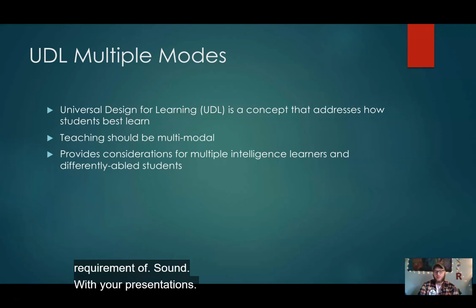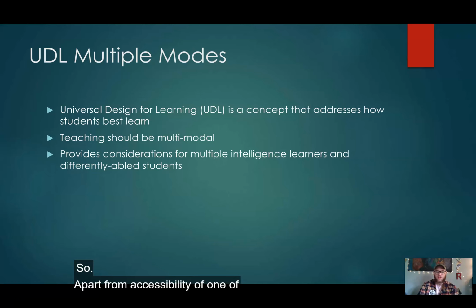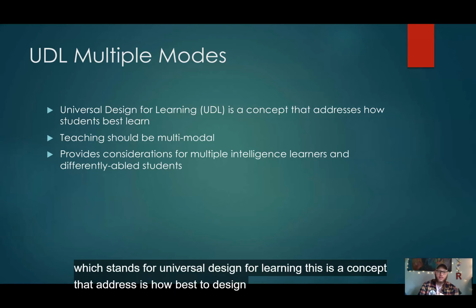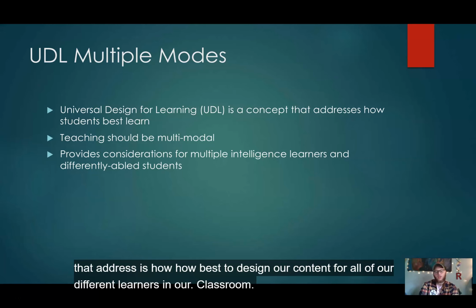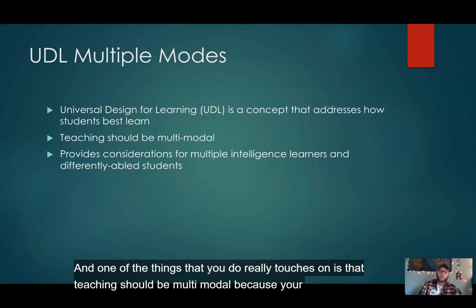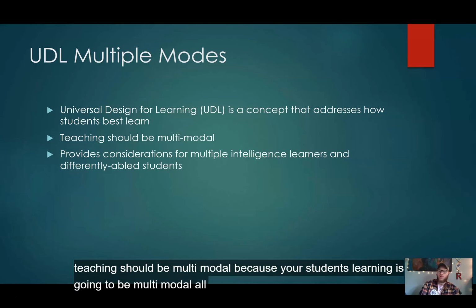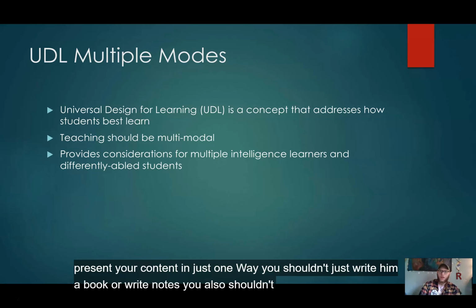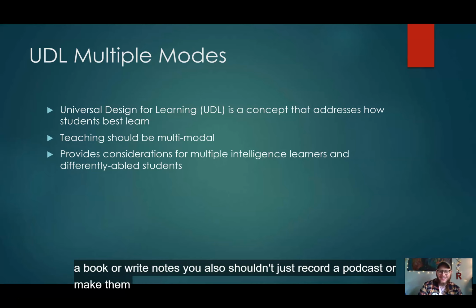So apart from accessibility, one of the things to consider is UDL, which stands for Universal Design for Learning. And this is a concept that addresses how best to design our content for all of our different learners in our classroom. And one of the things that UDL really touches on is that teaching should be multimodal, because your students' learning is going to be multimodal. All that means is that you should never present your content in just one way. You shouldn't just hand them a book or write notes. You also shouldn't just record a podcast or make them do an interpretive dance.